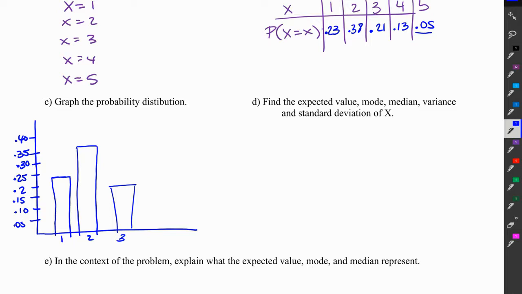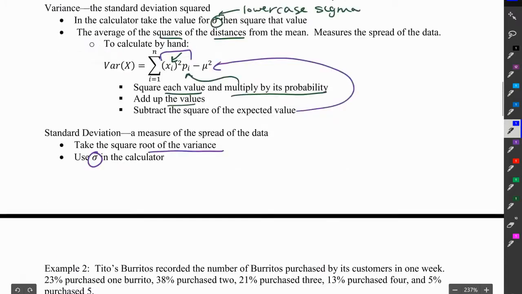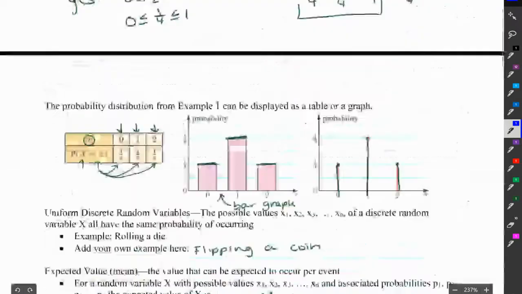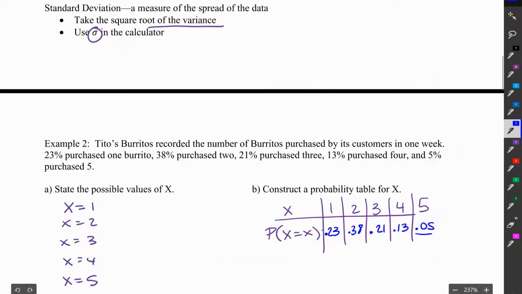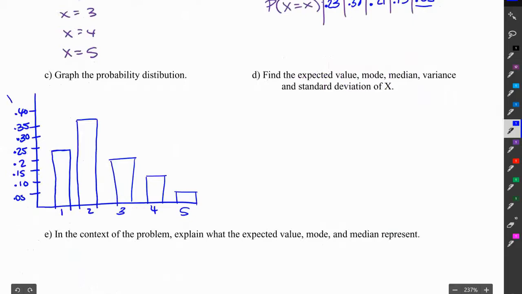4 is 0.13. And 5 was 0.05. And then if we just take a look back at the one that we were given, notice we have to label probability and X. So this is our probability. And this is our X.